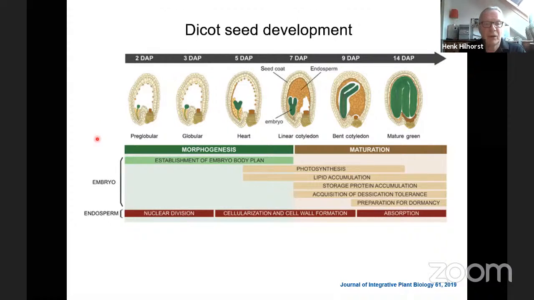And the seed development is subdivided always in the morphogenesis or embryogenesis, the establishment of the embryo body plan. And from here, the process called maturation starts. During the maturation phase, the embryo only grows and there are no more cell divisions. So the cell differentiation is completed here. The embryo is actually only swelling until the seed is mature. And during the maturation phase, a lot of important things happen. There is an accumulation of storage proteins and also of lipids. Photosynthesis is stopping. There is an acquisition of desiccation tolerance and also a preparation for dormancy. And basically here, in the maturation period of the seed quality is acquired.